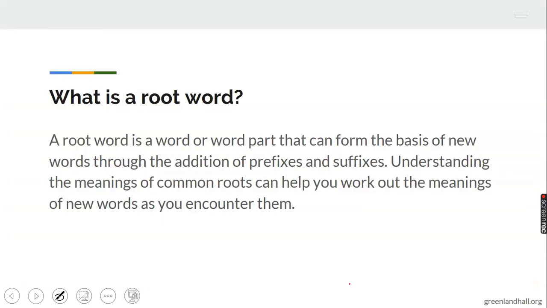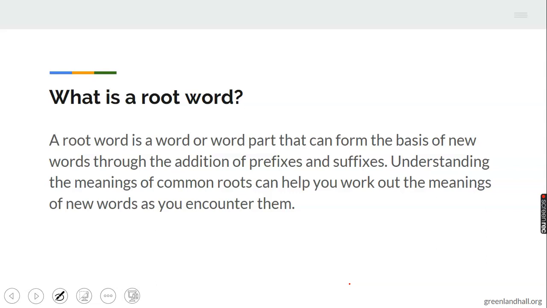Now, what is a root word in my own definition? I would say a root word is a word or word part that can form the basis of new words through the addition of prefixes and suffixes. Understanding the meaning of common roots can help you work out the meaning of new words as you encounter them. So when you understand the meaning of a root word, it will help you to understand the meaning of those new words that you are creating by adding a prefix or suffix. So you must be able to understand the meaning of the root word.